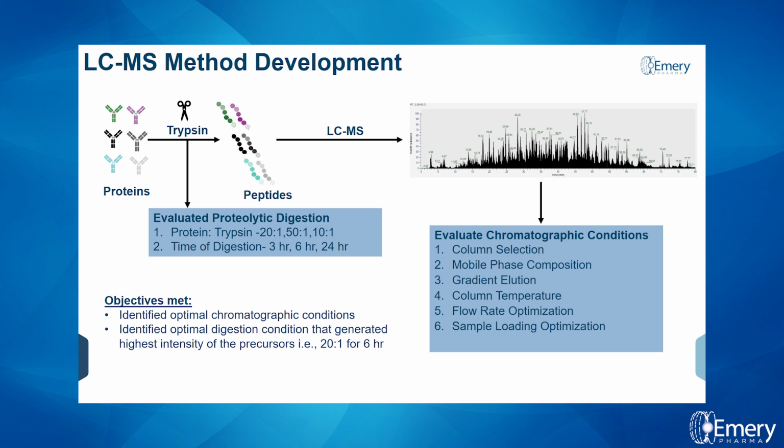So starting with LC-MS method development, it is very important to look at those precursor ions. In this workflow, you can see that there are 6 proteins where we proteolyze using trypsin, generate the peptides, and conduct LC-MS analysis on it. On this step, it's also very important to look at the protein to trypsin ratio and also the incubation time so that you get the precursor ions with the highest intensity.